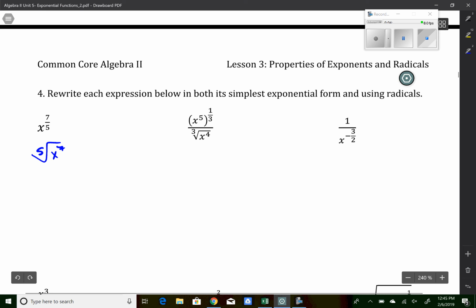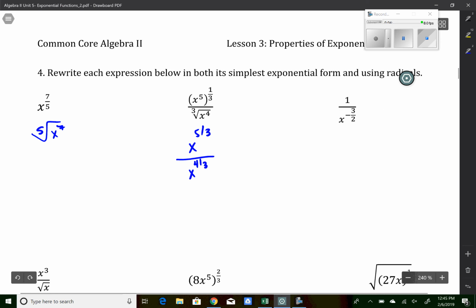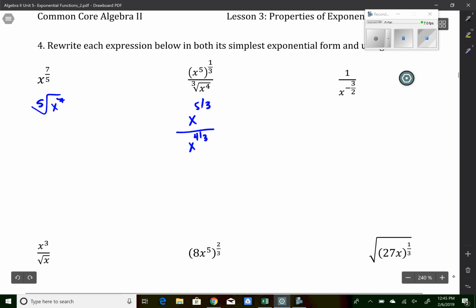For the second one, I would rewrite this. So I would make this x to the 5/3. Denominator, I know exponent over root. So this is an opportunity for me to take a radical and change it into an exponent. So I'd make that x to the 4/3. Division means do some subtraction. So if I subtract those two, I get x to the 1/3, which is just the cube root of x.